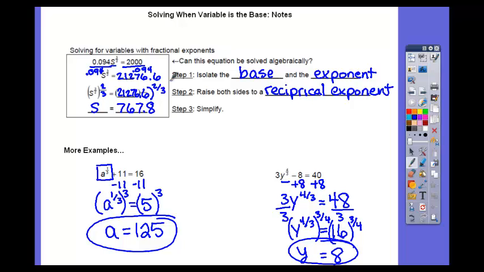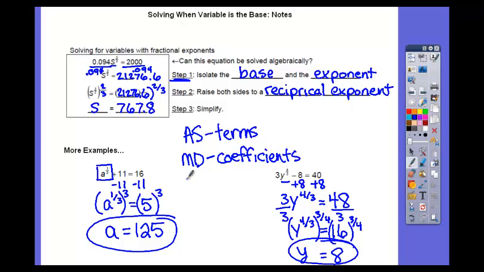Do recall in the process of step 1, when you're isolating the base, you need to do PEMDAS backwards. So we're going to add, subtract those constant terms such as -8 and +11, multiply or divide by coefficients, and then we're going to deal with that exponent by using step 2, raise the power.